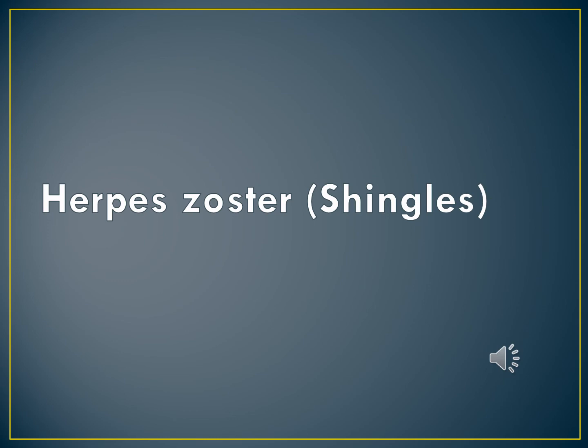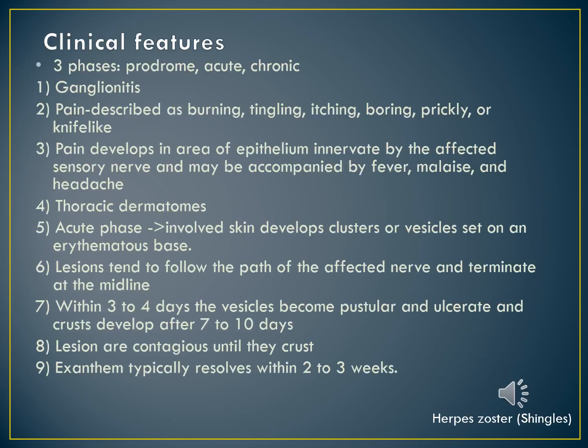I'll move on to herpes zoster, also known as shingles. There are 3 phases in herpes zoster known as prodrome, acute, and chronic. Ganglionitis develops with resultant neuronal necrosis and severe neuralgia. Pain intensifies as the virus travels down the nerve. It is described as burning, tingling, itching, boring, prickly, or knife-like. Pain develops in the area of epithelium innervated by the affected sensory nerve, the dermatome, and may be accompanied by fever, malaise, and headache. Thoracic dermatomes are affected in about 2/3 of the cases. This prodromal pain normally precedes the acute phase rash by 1 to 4 days.